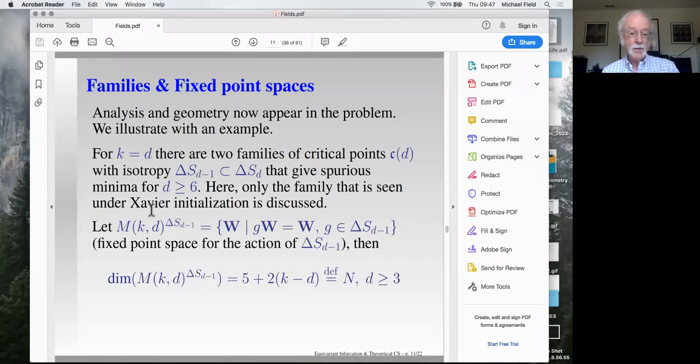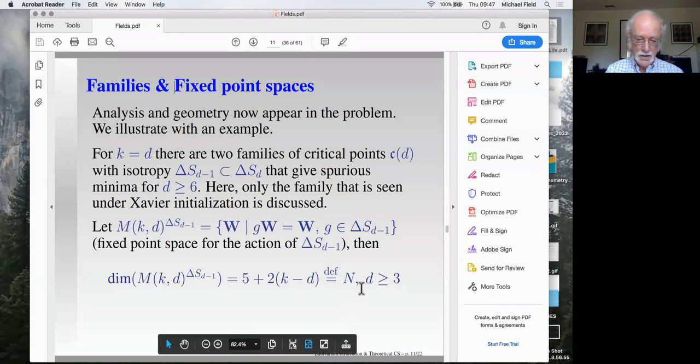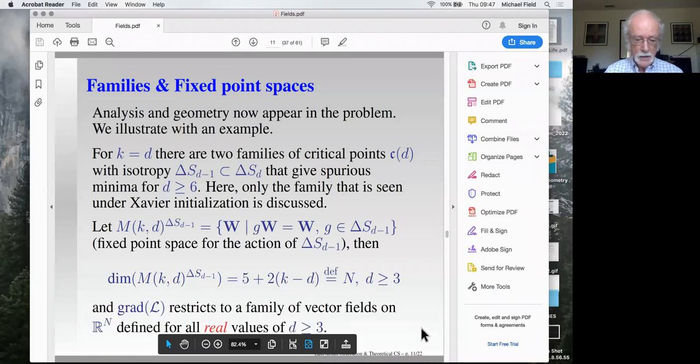So I have to say what the fixed point space is. That's the action of this group, the diagonal group, on the matrices. And here, the dimension I can give, it doesn't depend on d, that's vital. And grad restricts to a family of vector fields on this space, the fixed point space, which is defined for all real values of d bigger than 3.